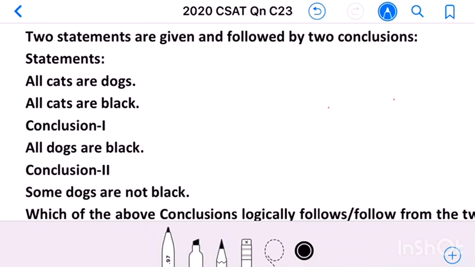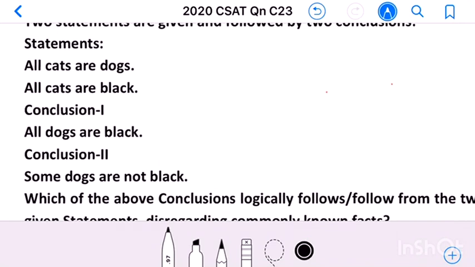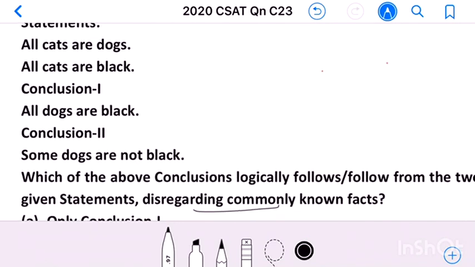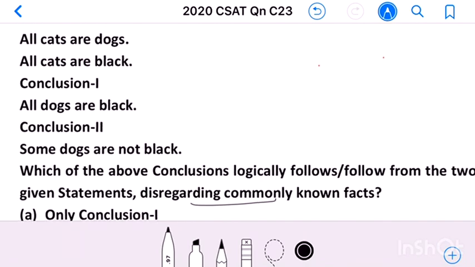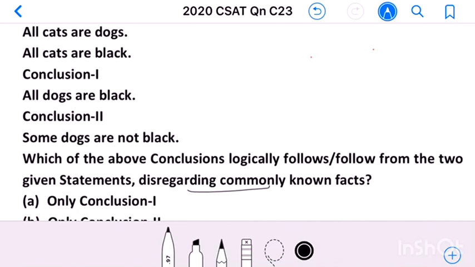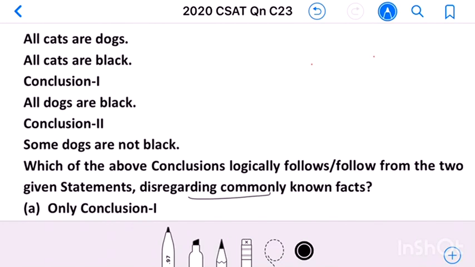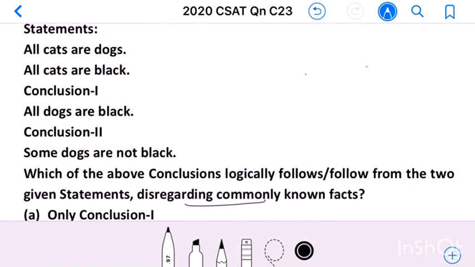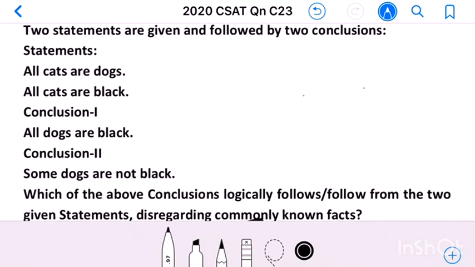Question number 23. Two statements are given followed by two conclusions. Statement 1: all cats are dogs. Statement 2: all cats are black. Conclusions: first one, all dogs are black. Second one, some dogs are not black. Which of the above conclusions logically follows from the two given statements, disregarding commonly known facts? That means here we have to take the given statements literally.